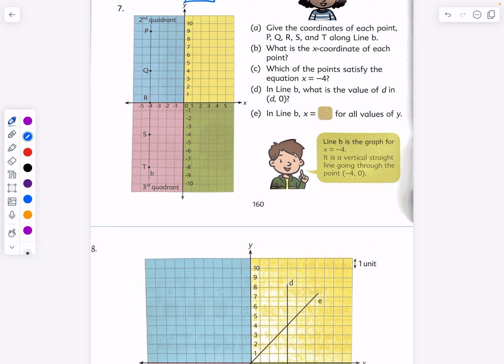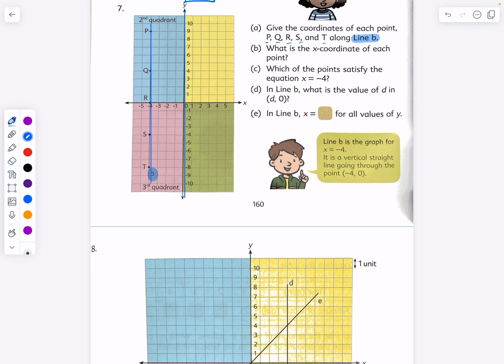My friends, question number 7. Give the coordinates for each point. We have points P, Q, R, S, T. And of course, the line is labeled with a lowercase b, right? This is our line B. Very different. What do we notice about line B? What is the difference between line A and line B? Well, I hope you see right away that line B is a vertical line. And this vertical line is parallel to the y-axis, okay? So let's first find the coordinates.